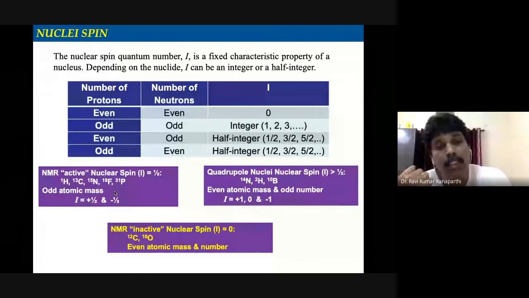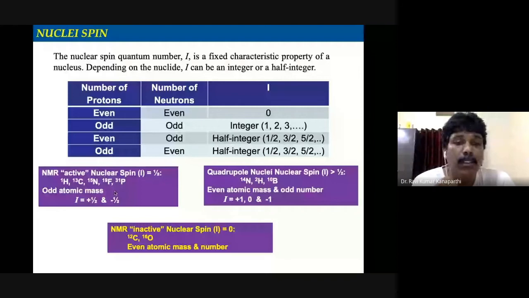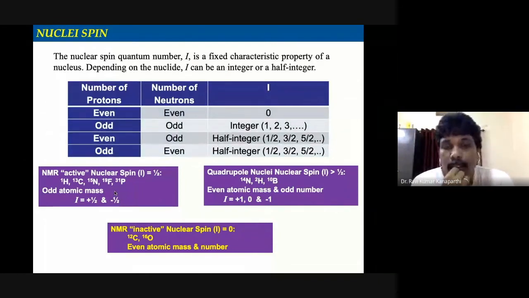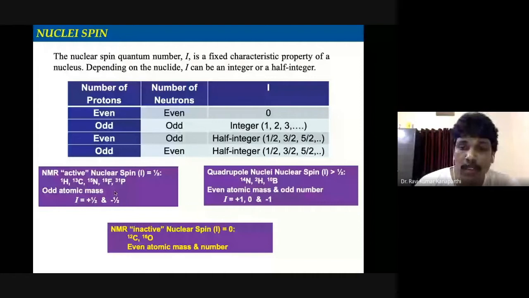Similarly, 15 nitrogen possesses half spin, right? And then 19 fluorine and 31 phosphorus. These are some of the examples of magnetically active nuclei whose nuclear spin is half. The other one, let's say you take the example of 14 nitrogen or deuterium or boron 10. These are all the nuclei whose nuclear quantum number is 1.